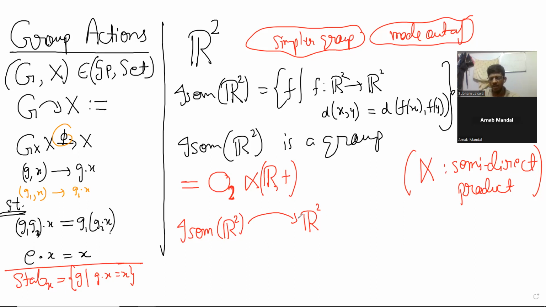You look at this action, and this action is obviously a transitive action, which means you can go from any point to any point. Given any X and Y, there is a g which will take g of X to Y. That is quite obvious. I don't need to tell you. Transitive action.